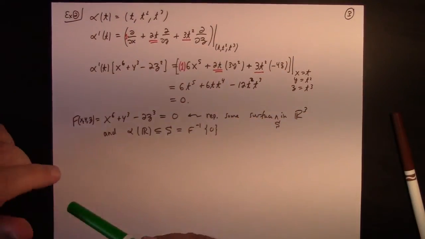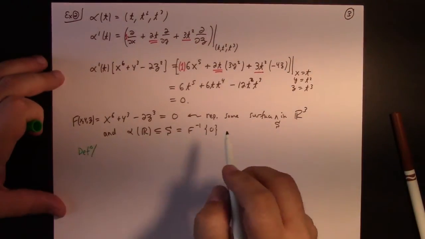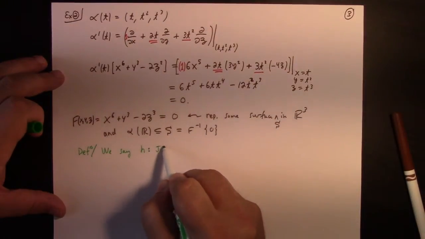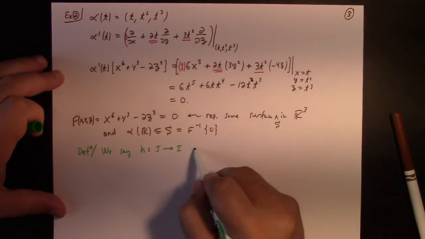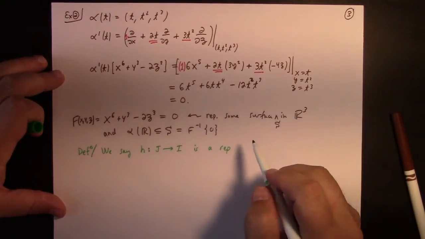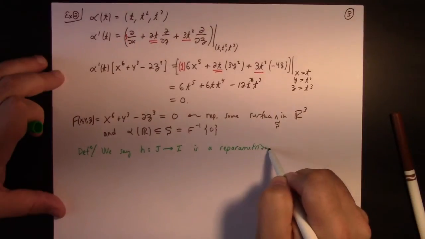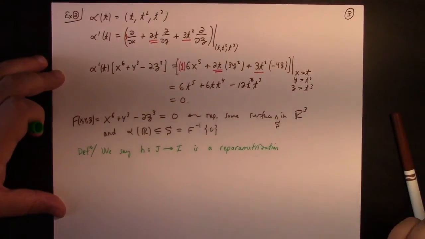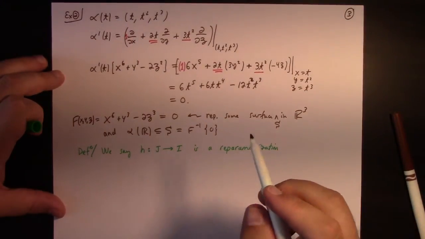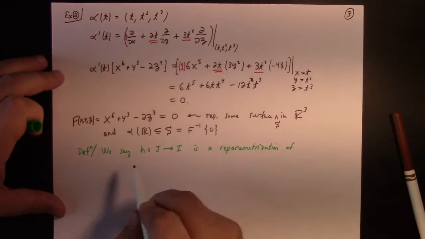So we can also talk about reparametrizations of a curve. So definition, we say h, a smooth function from J to I, is a reparametrization. Well, I guess we don't quite say that. We don't say that that's the reparametrization. We actually say that, no, I guess we do. The reparametrization. I'll make up my mind here eventually.